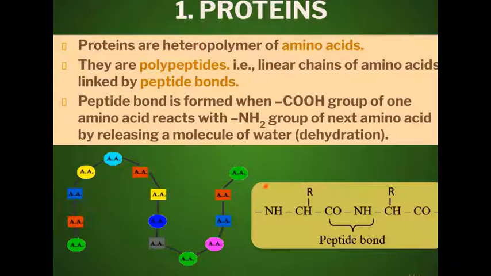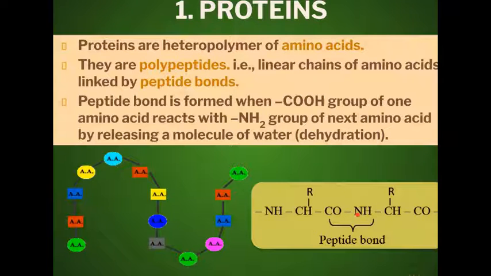First, let us start with the proteins. Proteins are a heteropolymer of amino acids. That means various amino acids join together to make up the protein. So they are called polypeptides. Why are they called polypeptides? Because they show peptide bonding. As you see here, there is a bonding of CONH.